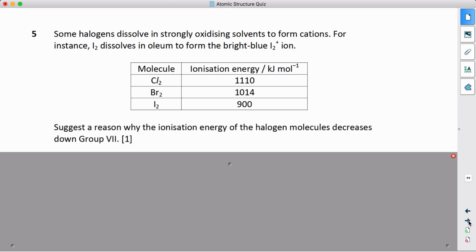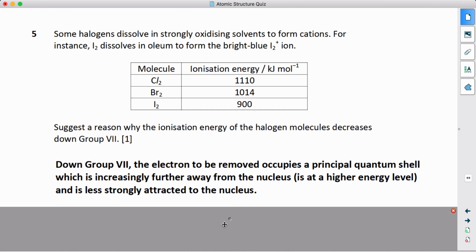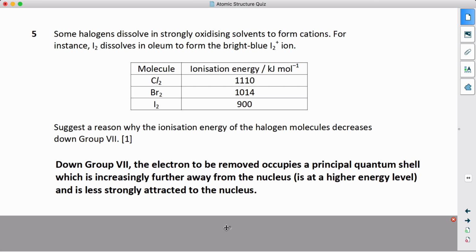Suggest a reason why IE of halogen molecules decreases down the group. Generally, as the molecule becomes bigger, the valence electrons are further from the nucleus. When the valence electrons are further away from the nucleus, they'll be less strongly attracted to the nucleus. Hence, it's going to be easier to remove an electron. So the IE will decrease.